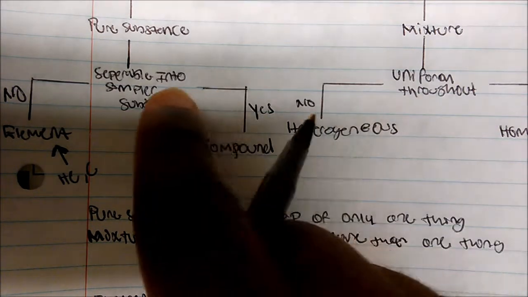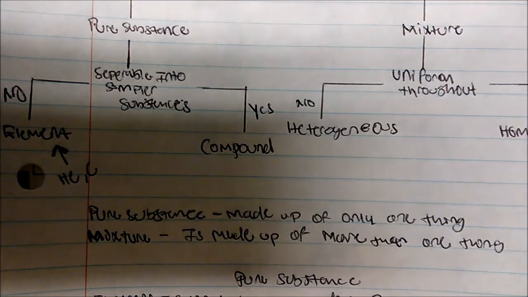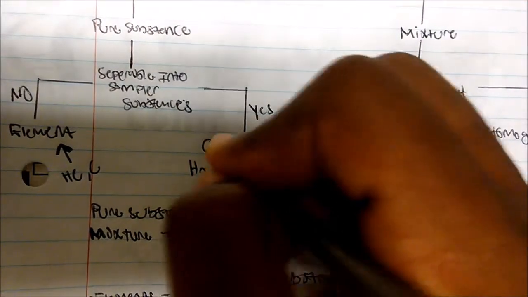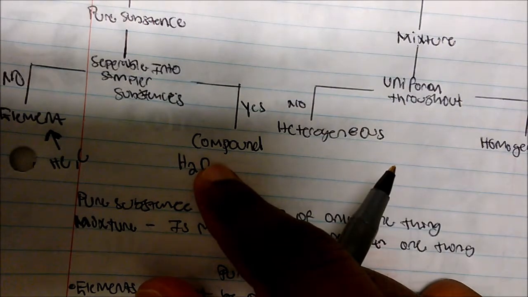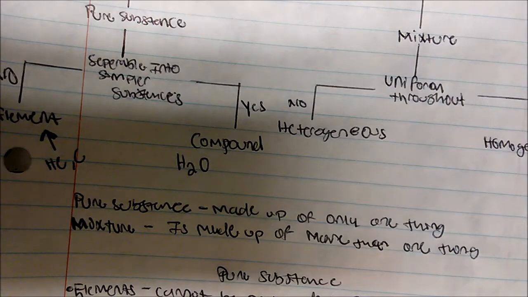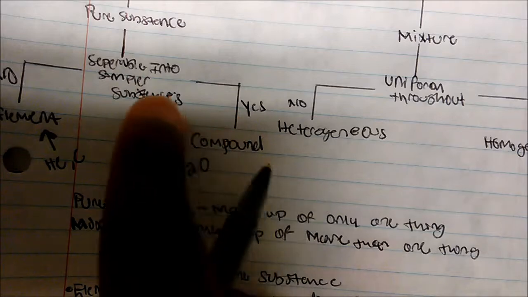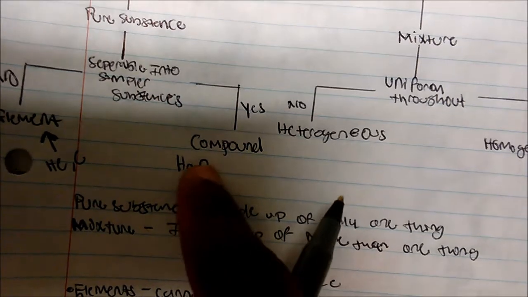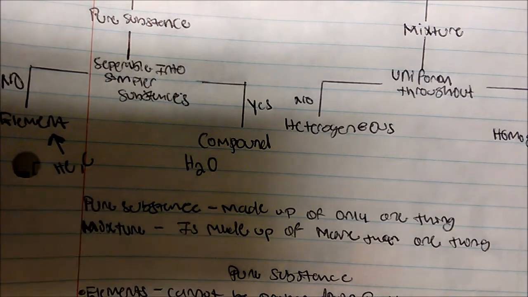Now for a compound, yes, it can be broken down into simpler substances. An example of this would be water, H2O. Notice we have hydrogen and we have oxygen. I could take those apart to get oxygen and hydrogen gas. So that's the difference. If it can be broken down to simpler substances, then we call that a compound. If it cannot be, then we call that an element.